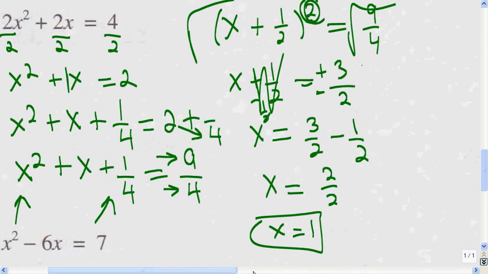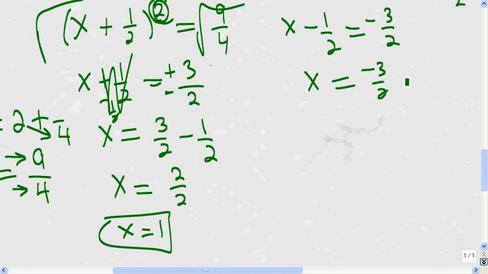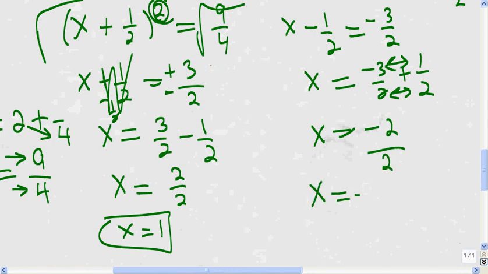That's my first answer. Now I'm going to use a negative 3/2, so I get x minus 1/2 equals negative 3/2. And I'm going to skip that one step again. I'm just going to go negative 3/2 plus 1/2. Remember, when you're adding or subtracting fractions, you don't do anything to the denominators. You only combine the numerators. So x equals negative 3 plus 1, which is negative 2/2. x equals negative 1, because negative 2 divided by positive 2 is negative 1.